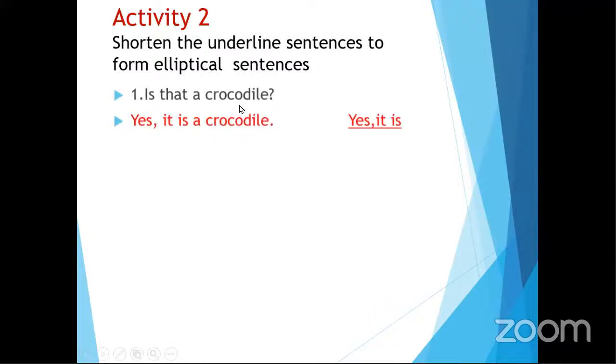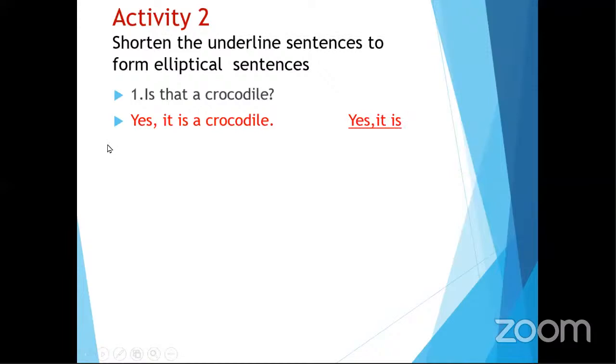Look at the first one. Is that a crocodile? This is the long form, dear students. Yes, it is a crocodile. But you need not say or write it like this. This would be okay: Yes, it is. If it is a negative one, no, it is not. If it is a positive one like this, yes, it is.